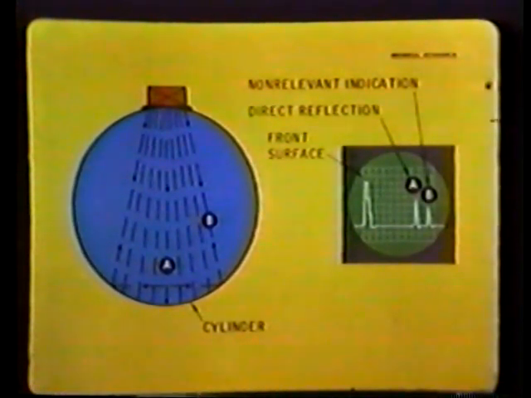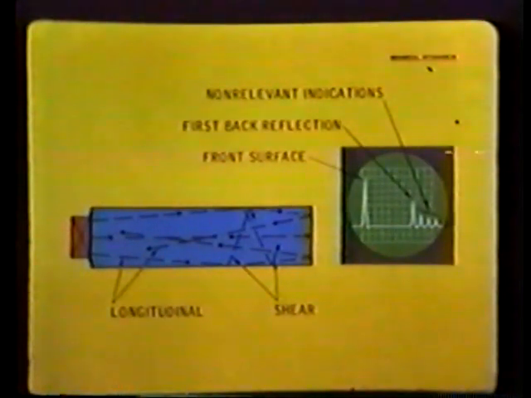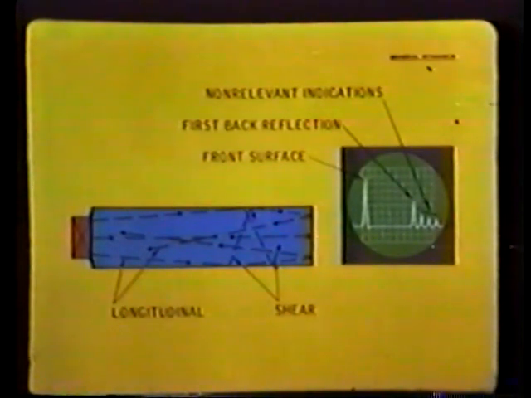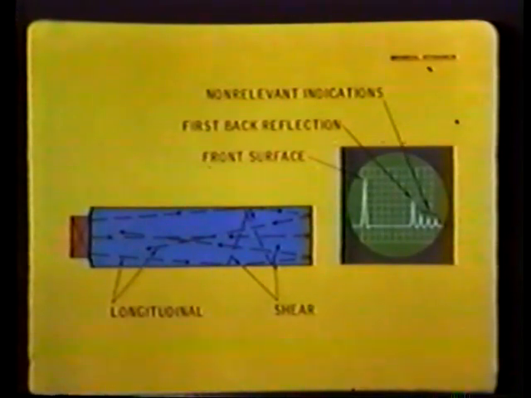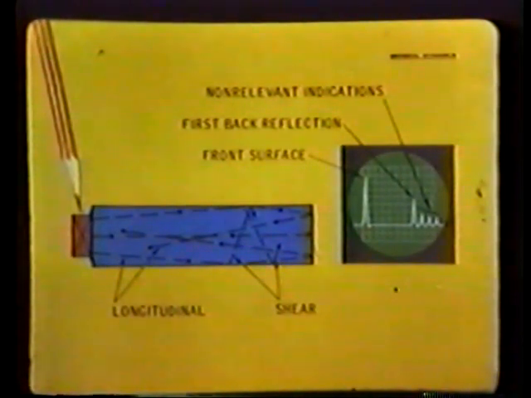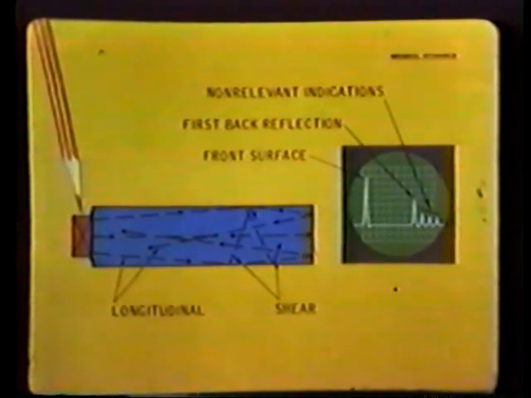The same is true of non-relevant indications produced through beam spread and mode conversion in long, narrow specimens. Any newly formed waves that may result from the beam striking the sides of the specimen will have longer paths to travel. This means they'll appear to the right of the first back reflection. Using a larger diameter transducer will reduce the problem of beam spread, or a higher test frequency can be used, but at the expense of penetration power.